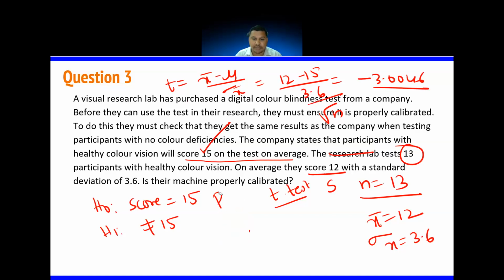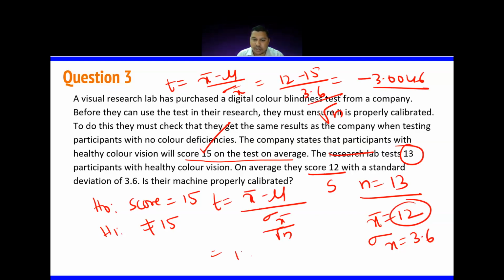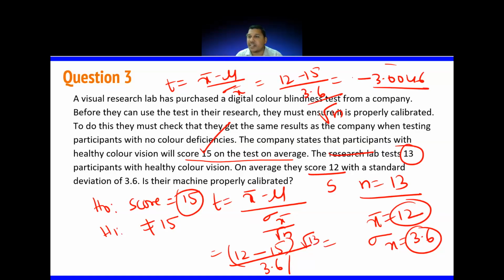How to calculate the t value? I'll explain once again. You are just substituting these values. The t equation is x bar minus mu by s by square root of n. The x bar value is 12. 12 minus the mu value, 15, by the standard deviation of the sample, 3.6, divided by the square root of n, the sample size, square root of 13. If you calculate this, you get minus 3.0046.